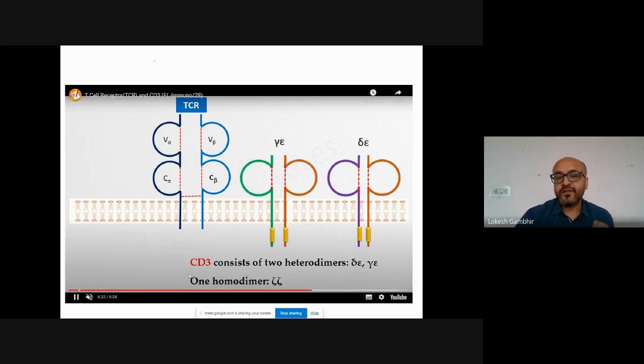It is a heterodimer. Now let us see what a heterodimer is. It's a heterodimer of two different types of chain. One will be delta and epsilon, another will be gamma and epsilon. Now many people ask me before starting, what are this alpha, beta, delta, epsilon, gamma? Why is the nomenclature there?